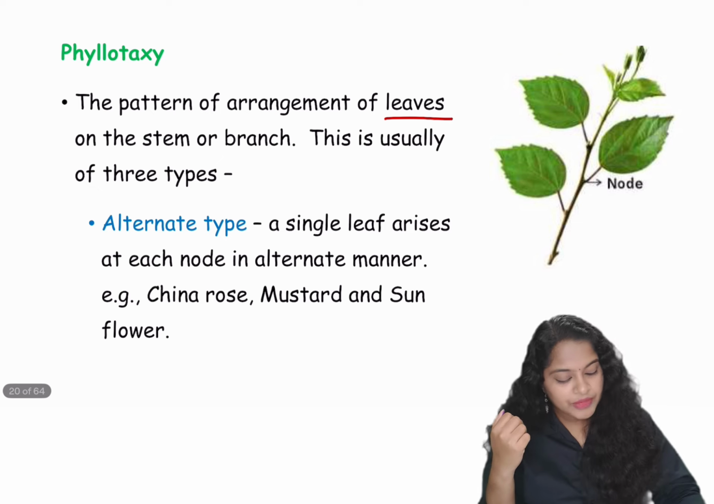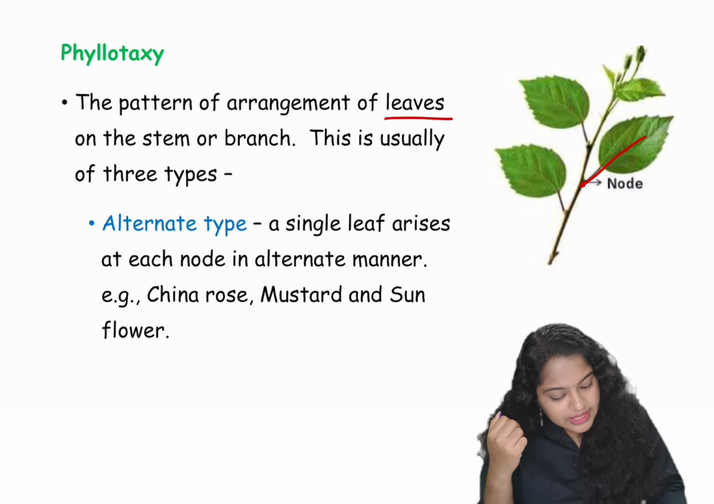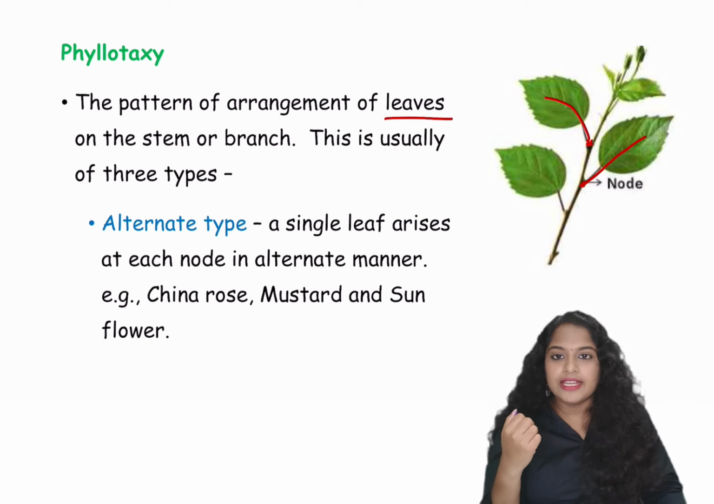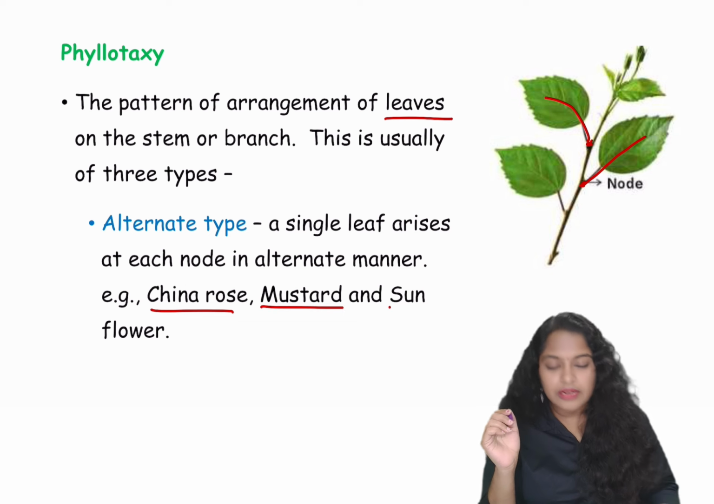So you can see here, from this node a leaf arises towards the right side. From the next node the leaf arises towards the left side. So in the alternate manner, one leaf will be arising from a single node. Examples are China rose, mustard, sunflower, etc.